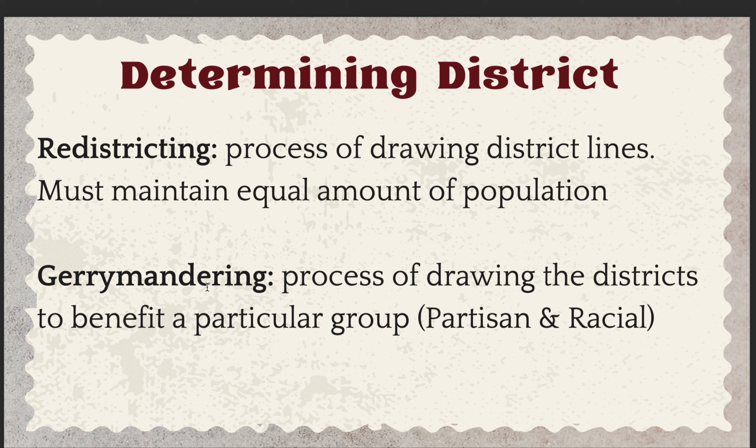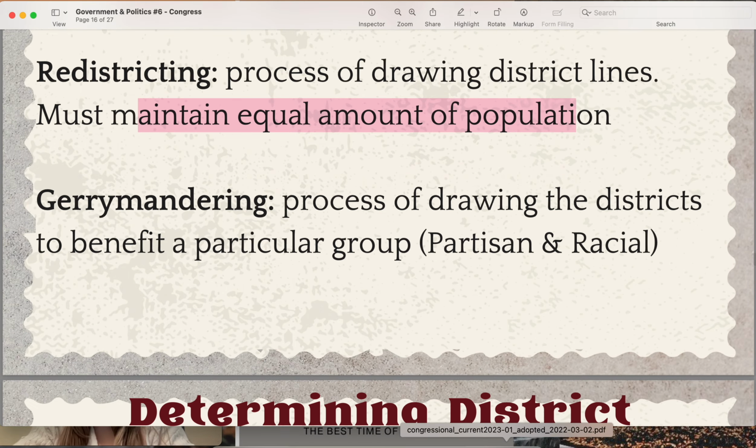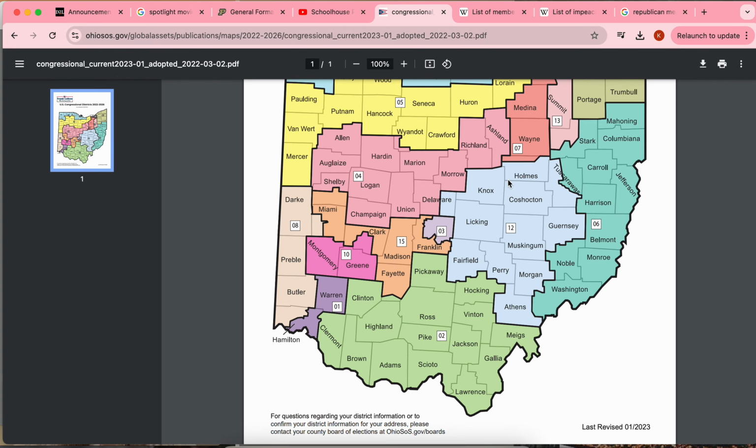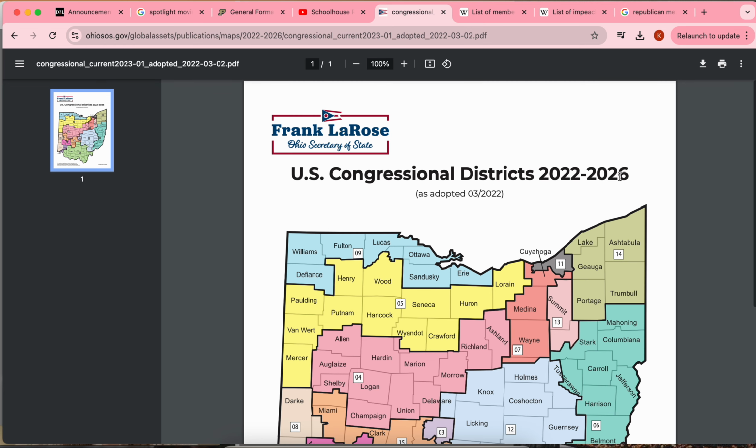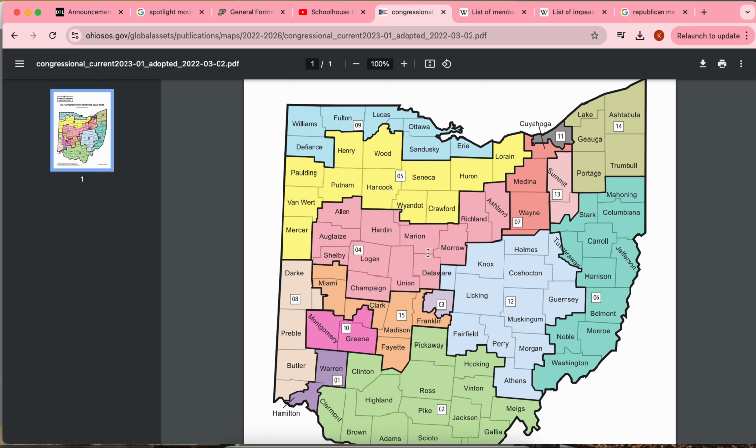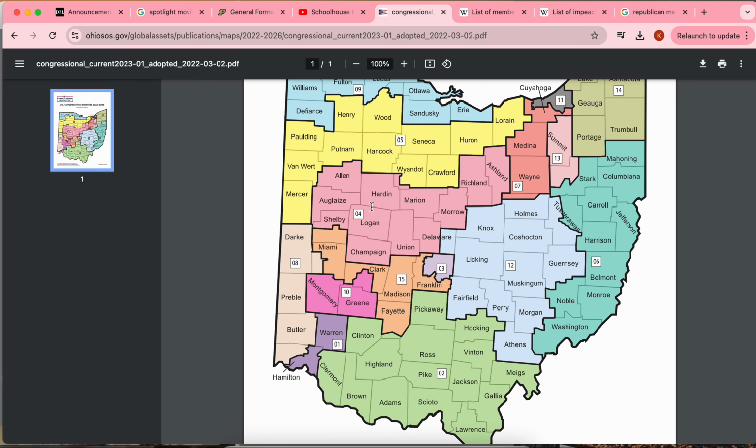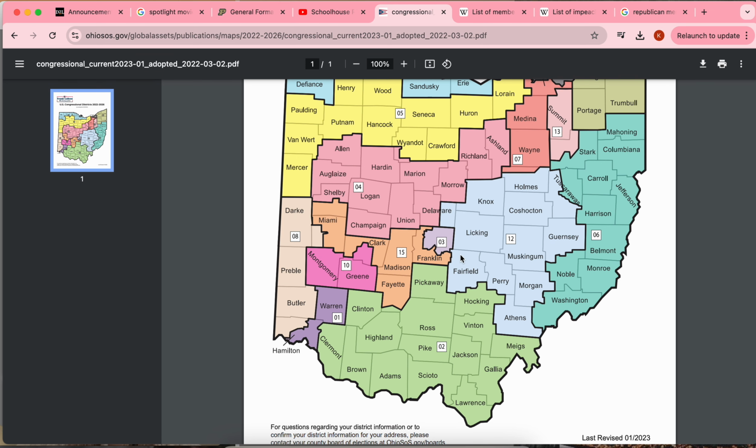So there's two terms you need to know when we're talking about actual districting. The first is redistricting, the process of drawing these lines where it has to maintain an equal amount of population. So redistricting is just these lines. So in 2026, Ohio will redraw these lines. And this district might get a little bit smaller, this one might get a little bit bigger, this one might include Fairfield County, like they'll change a little bit. And that's the process of redistricting.